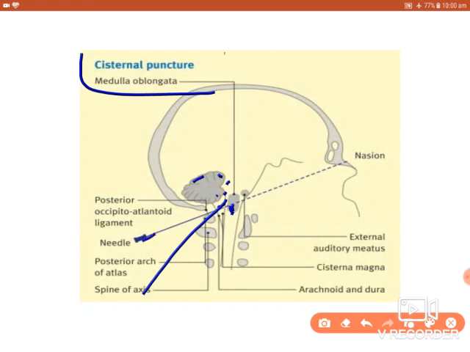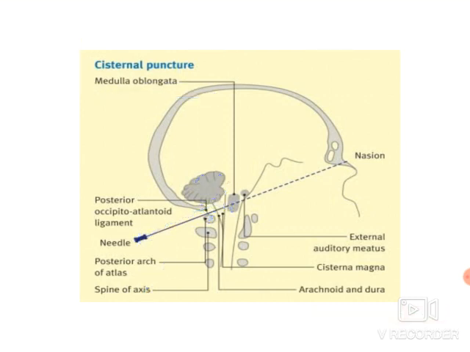The needle is inserted posterior to the foramen magnum, and also posterior to the first cervical vertebra. You can see the subarachnoid space here, which is comparatively larger. This is called the cisterna magna. From there, CSF can be withdrawn, and it is useful for diagnostic purposes.